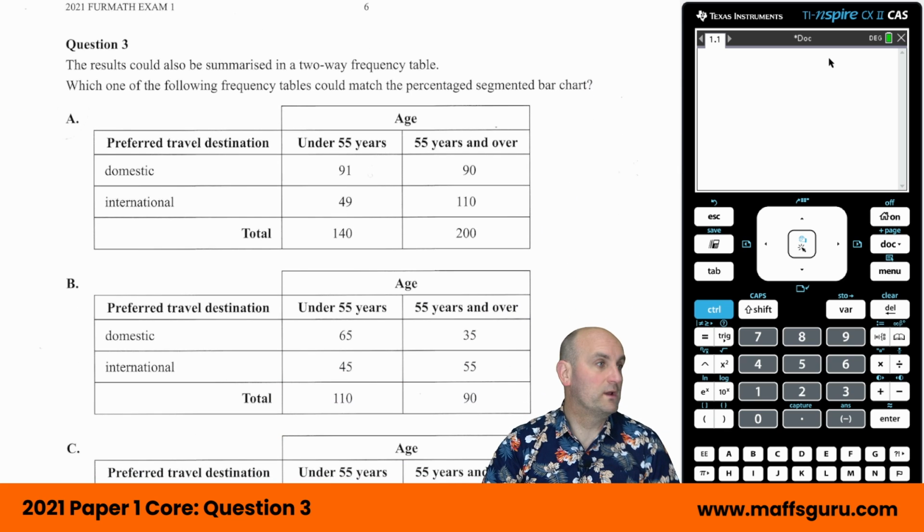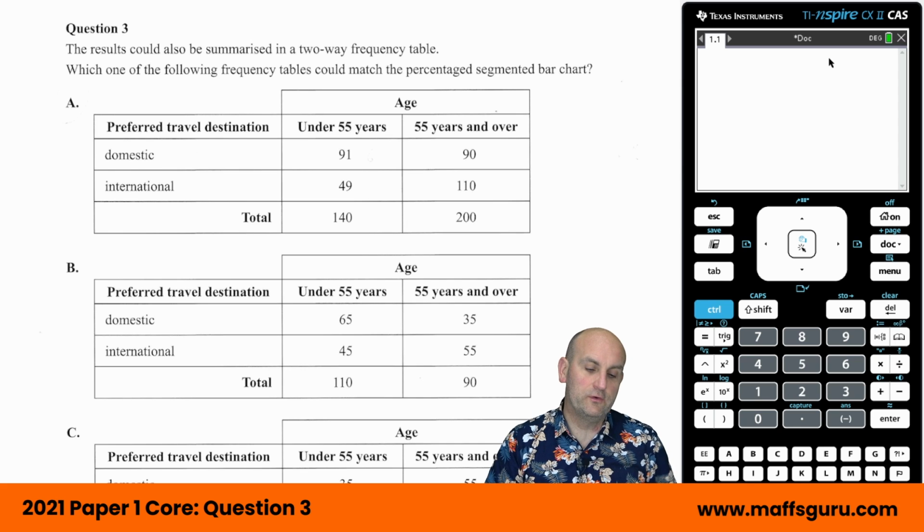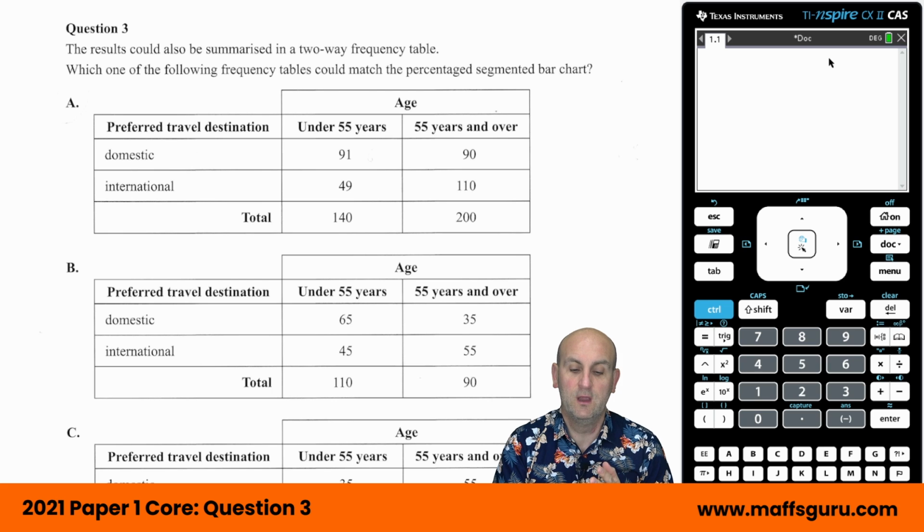Question number 3 isn't all going to fit on my screen, sadly, but the results could also be summarized in a 2-way frequency table. Which one of the following frequency tables could match the percentage segmented bar chart?